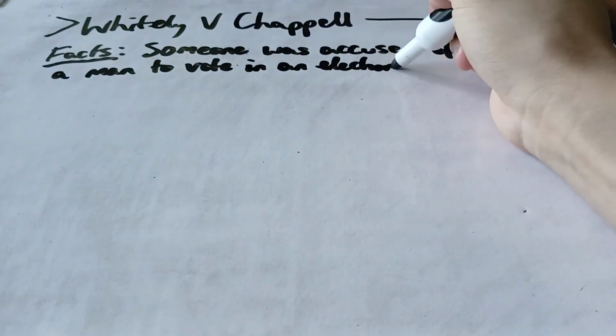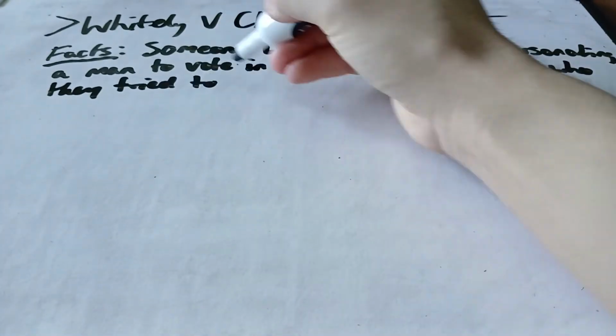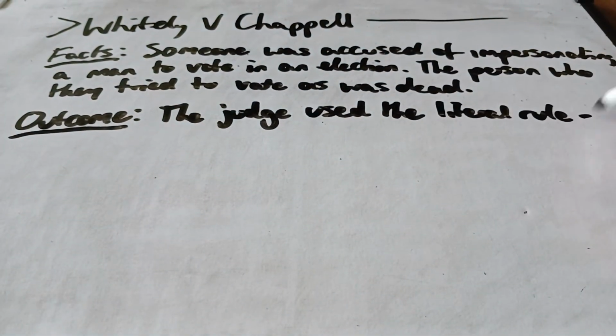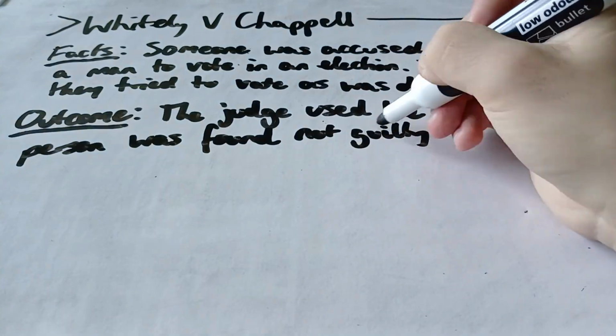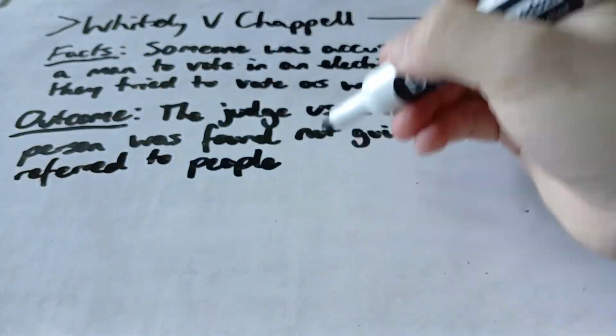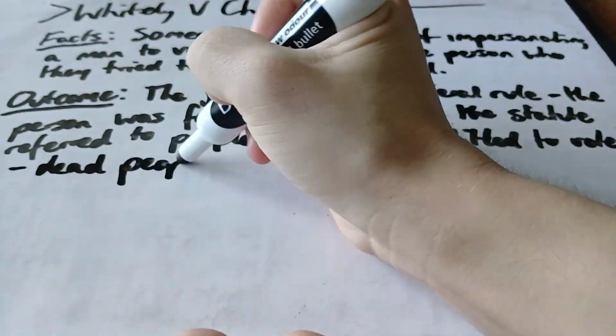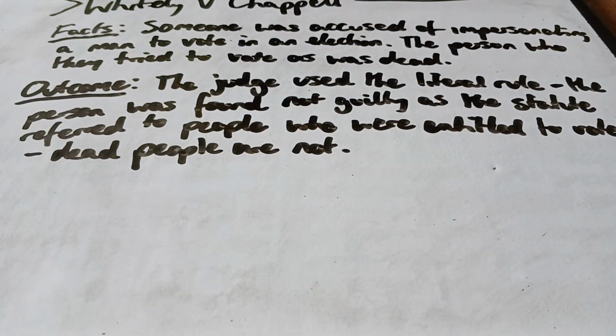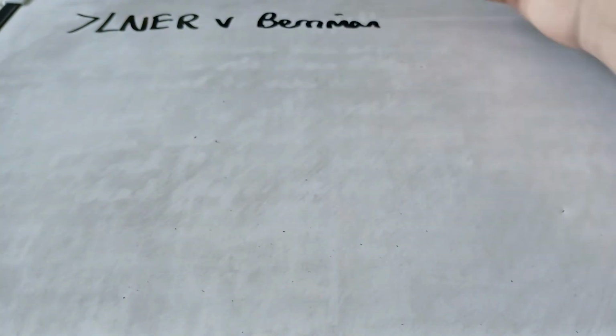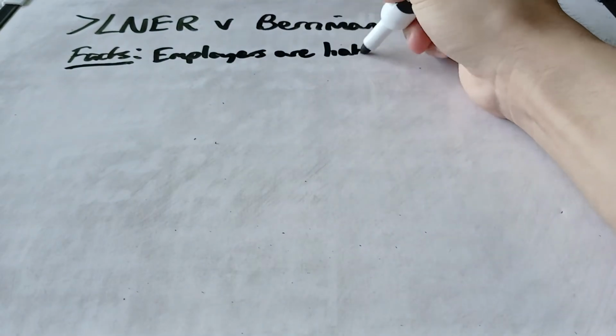Let's look at the facts of this case. So, someone was accused of impersonating someone to vote in an election. The person who he tried to vote as was dead. The judge looked at the words literally. The accused was not found guilty as the statute referred to people who were entitled to vote, and dead people aren't. Another case where this rule was used was LNER versus Berriman.